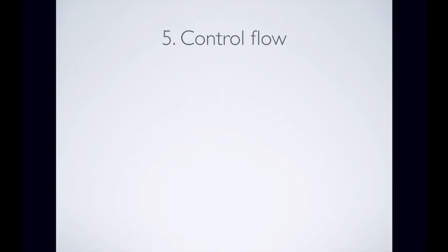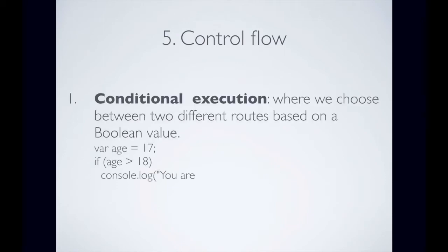So usually a program is a list of statements. So the computer executes the program one line after the other. And conditional execution is when you want to run some statements only when the conditions are met.